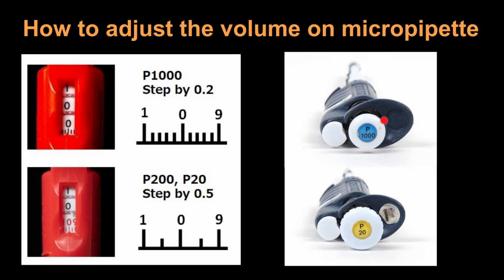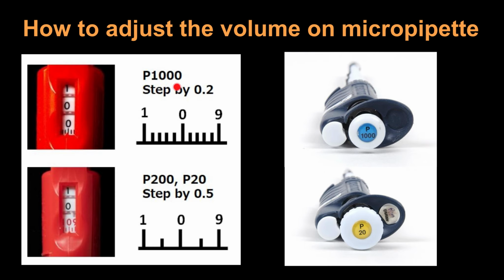On the top knob of each micropipette, you can see the maximum volume that this micropipette can work with. For example, this one can work with up to 1000 microliters, and this one up to 20 microliters. And the range for this one would be from 200 microliters to 1000 microliters. And for this one, from 2 microliters to 20 microliters. And as for the P200, the range would be from 20 microliters to 200 microliters.